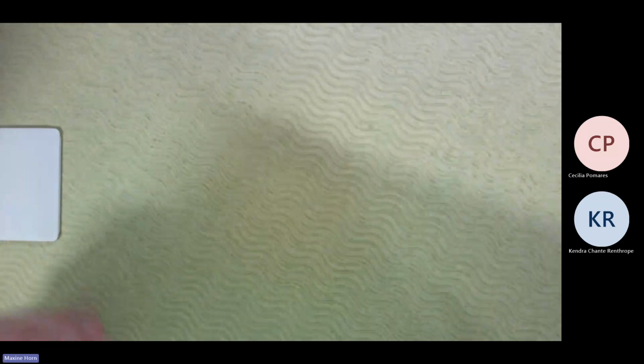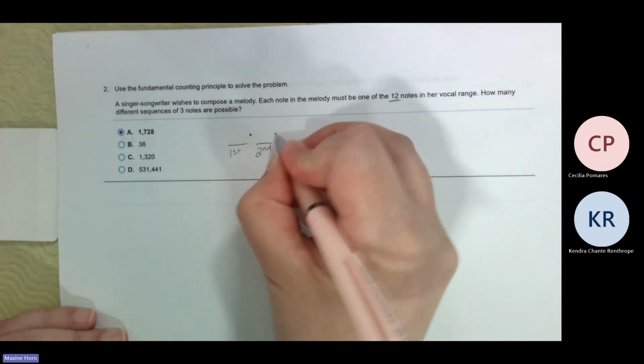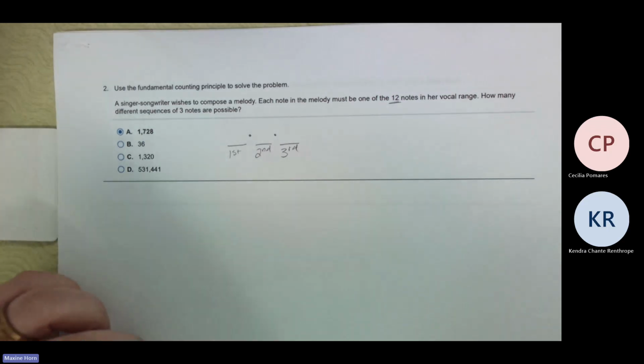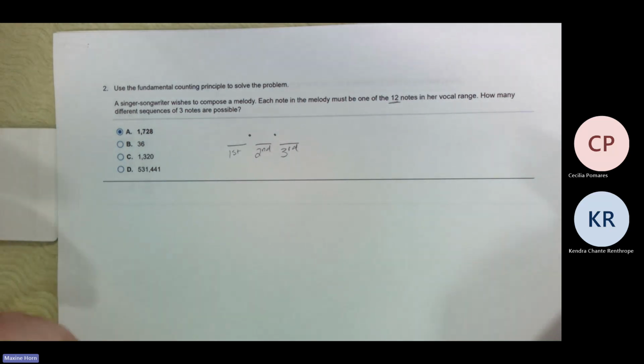We got another fundamental counting principle. A singer-songwriter wishes to compose a melody. Each note in the melody must be one of the 12 notes in her vocal range. How many different sequences of 3 notes are possible? So same process where we say, okay, there's the first note, the second note, and the third note, and we're going to multiply the number of options we have for each, and that will tell us how many different options we have total. Okay, so it told us that she has 12 notes in her vocal range, and it didn't say that we couldn't repeat notes or anything.